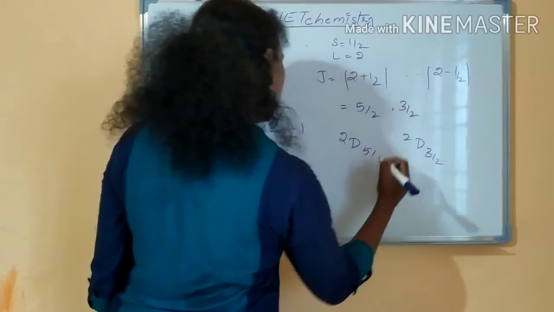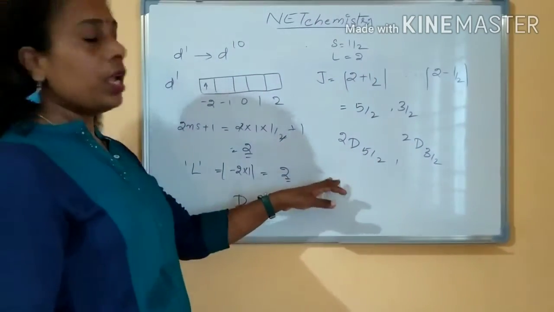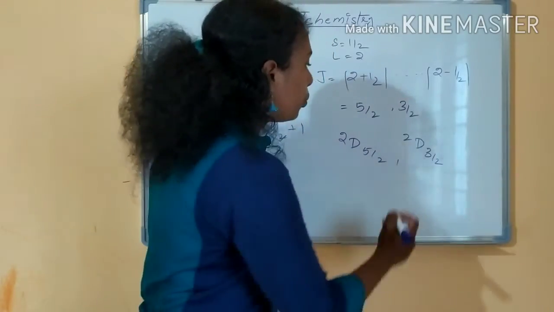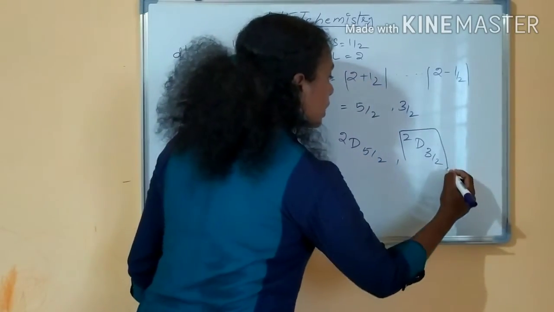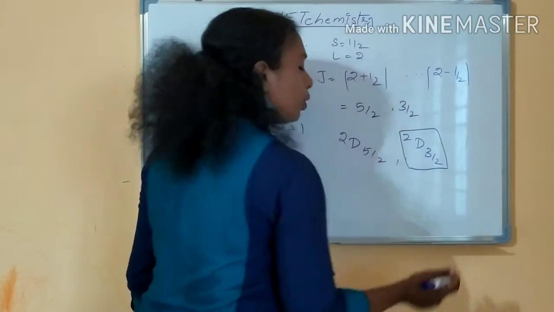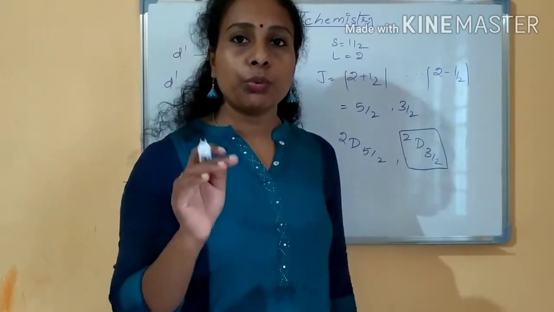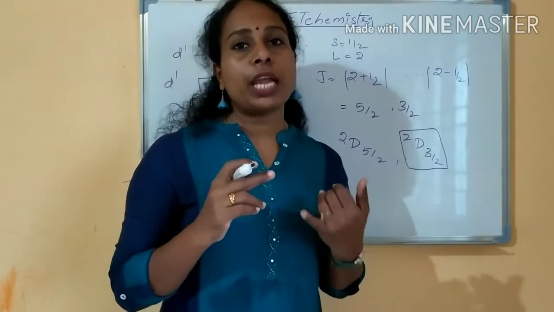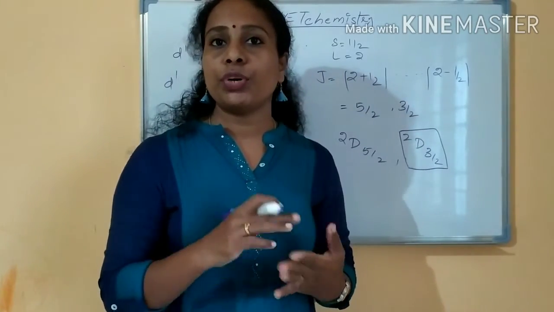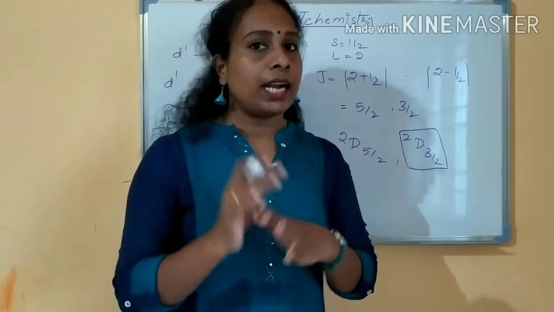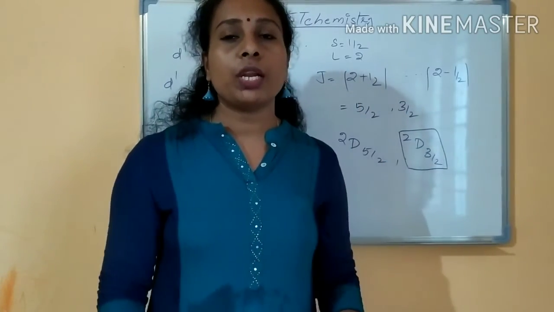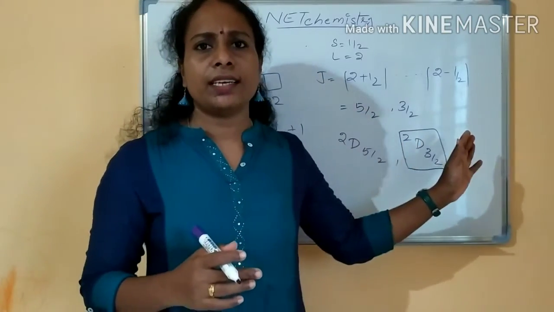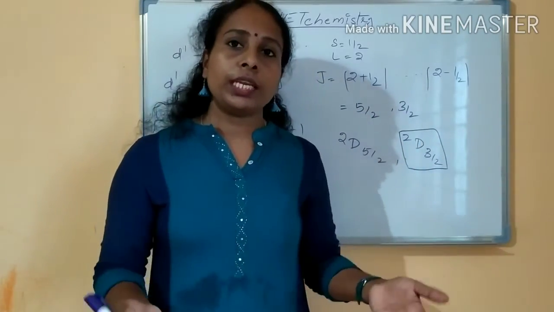Two values you have got. Which is the ground state term symbol? This is less than half filled, so the lower J value you have to take. So 2D 3 by 2 is the ground state term symbol, okay. For the D1 configuration, 2D 3 by 2 is the ground state term symbol. Same way you have to calculate for D2, D3, D4, D5. I'll take some randomly, okay. We are not solving all of them up to D10. It is very clear now for you, right? You can do it independently.